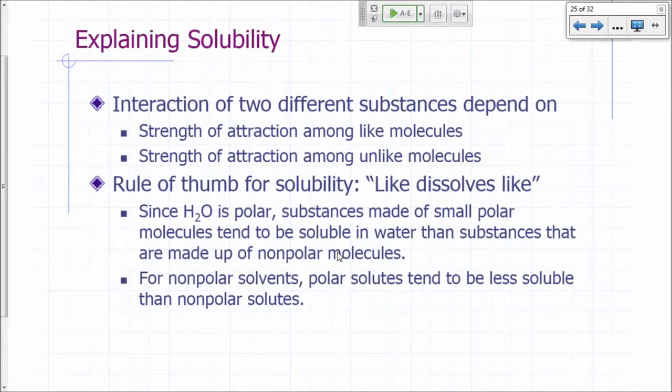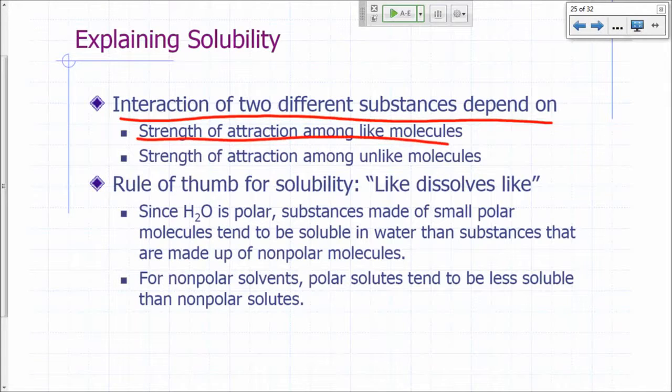Okay, you can also use intermolecular forces to explain solubility. When two substances interact, the interaction depends on how well they like to stay among their own kind, so attractions among like molecules, and how strongly they would like to mingle with the other types of molecules. So interactions between unlike molecules versus interactions between like molecules.